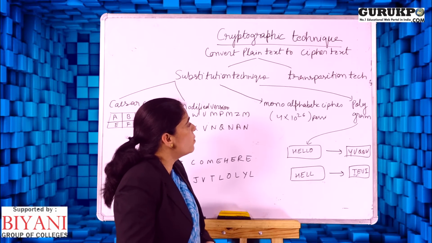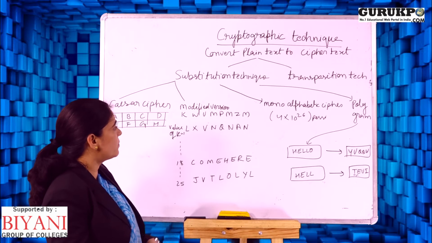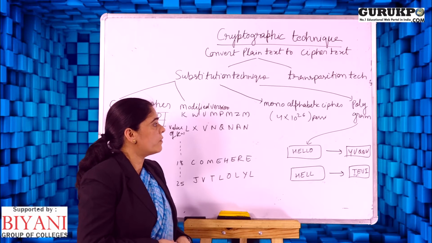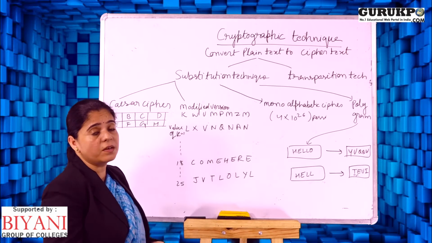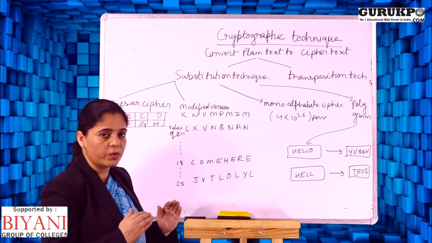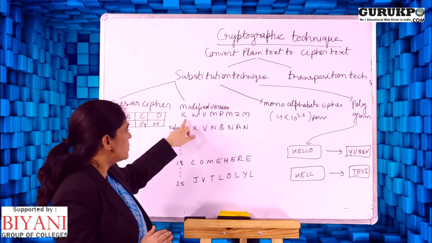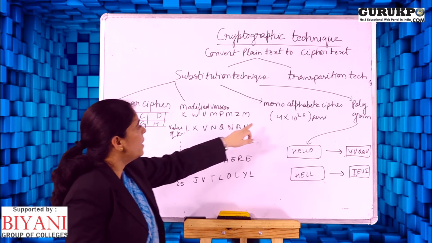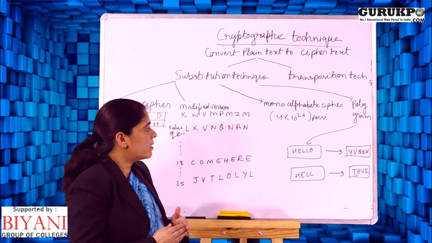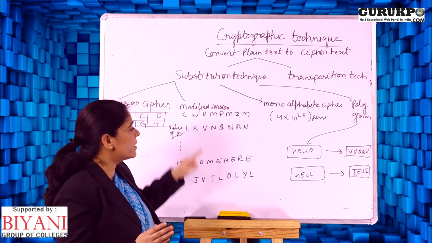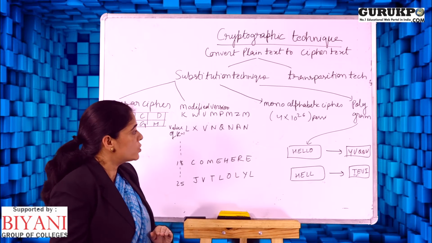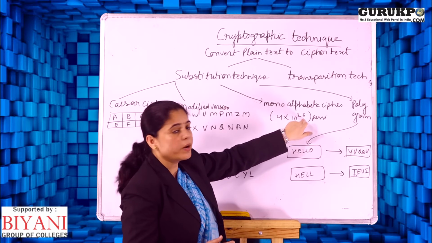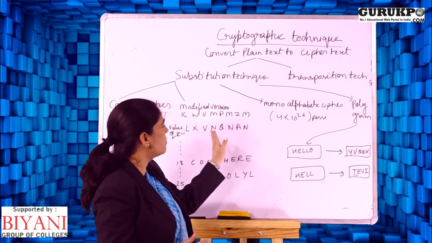Now we come to the monoalphabetic cipher, which is stronger than the modified version. In the modified version, we just set the replacement policy, for example deciding to change K to L, just one letter ahead. In the monoalphabetic cipher, one letter can be replaced by any of the 25 other letters. So the number of possibilities to break the ciphertext is 4 into 10 to the power 26. This is stronger than the modified version.